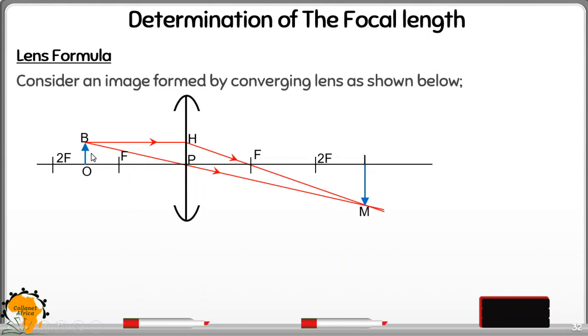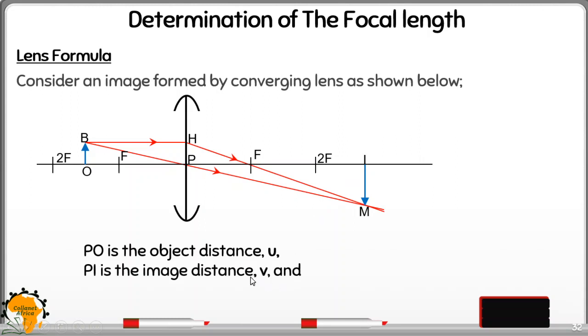So let us consider this diagram and see these distances. From where we have P to O, that will give us the object distance, and that object distance we are going to call U. Then from where we have P to I, that will give us the image distance, and that will be V. Then from the diagram you can see that OB and PH are the same, they have the same height. Then PF on both sides gives us the focal length F.